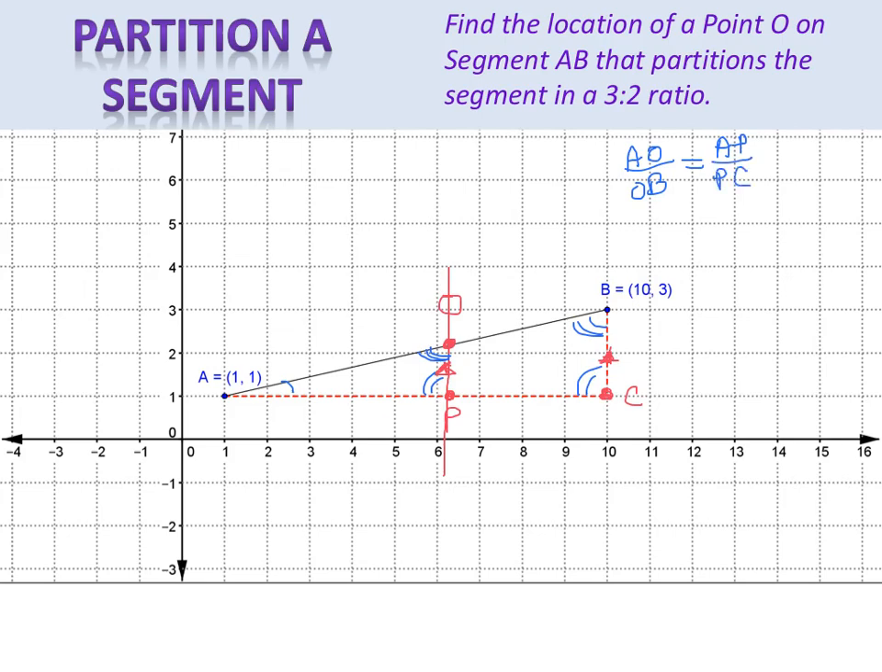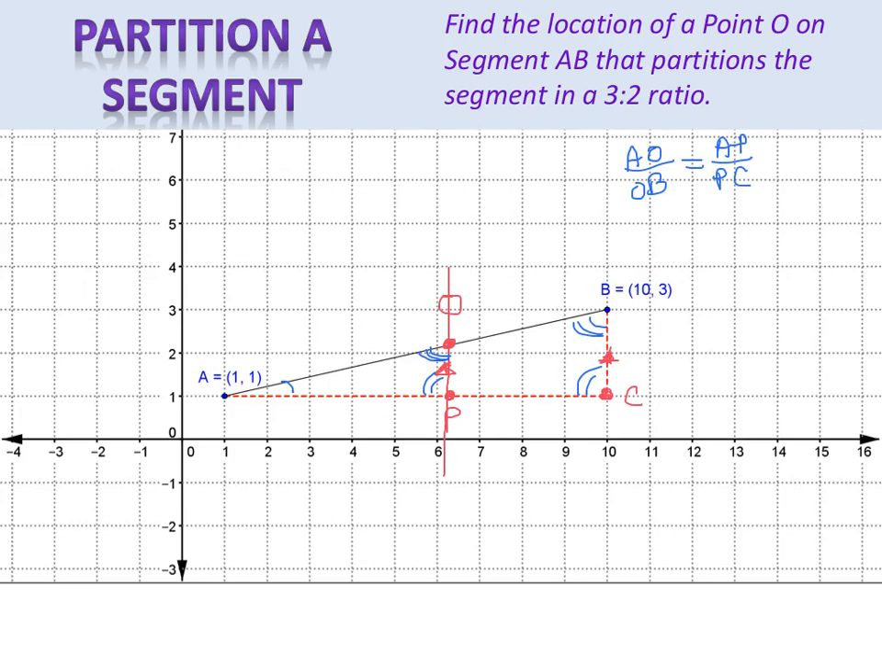So we're going to use this proportion here. It's much more convenient to proportion up a horizontal line, or a vertical line for that matter, than it would be to find a ratio of a diagonal line like AB. So we're going to try to find the location of this, and by doing so, we're automatically going to partition AB in the same ratio.